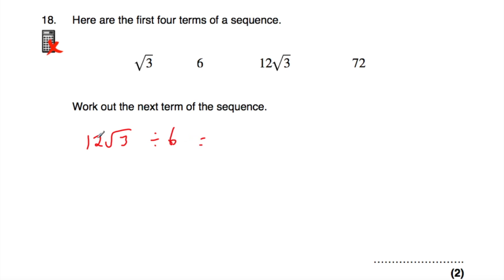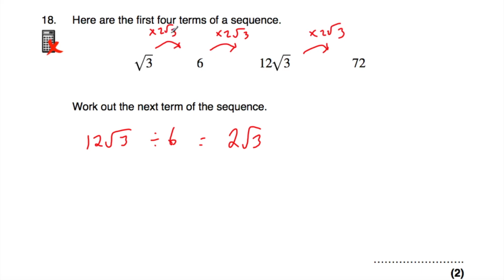If I had 12 lots of root 3 and I divide that by 6, I would have 2 lots of root 3, just dividing the number in front of the root 3 by 6. So 12 divided by 6 is 2, so it'll be 2 root 3. So we're multiplying by 2 root 3 each time. And let's just check that.